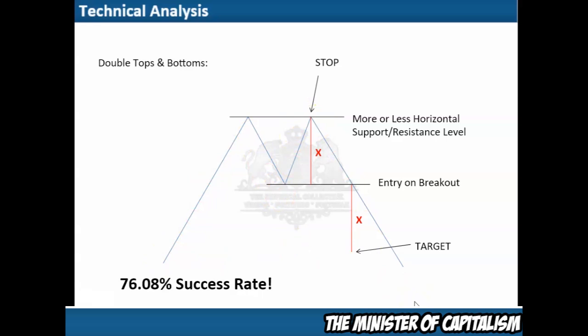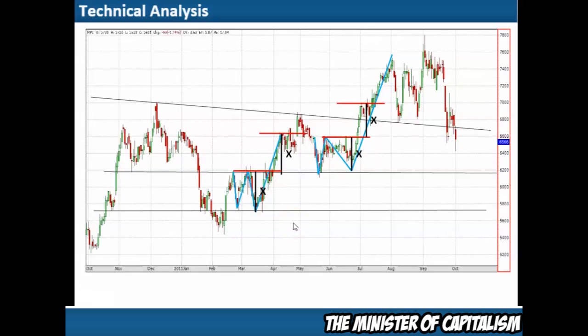And for us, when we've traded this pattern, we've found that it's worked out about 76.08% of the time. So here you can see a couple more examples of how you could draw this out when you're looking at a chart.